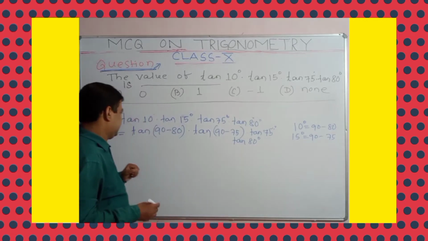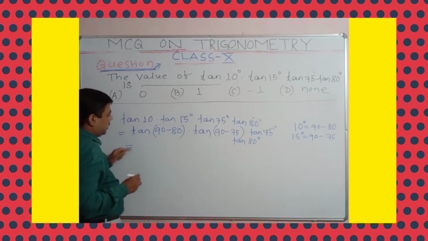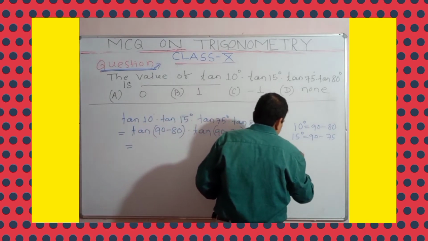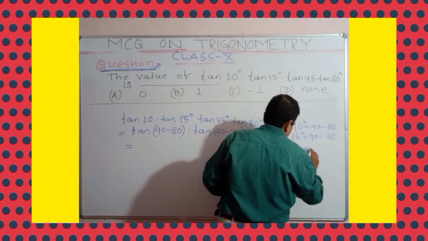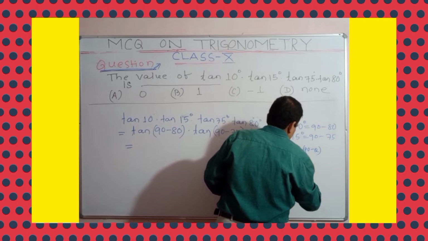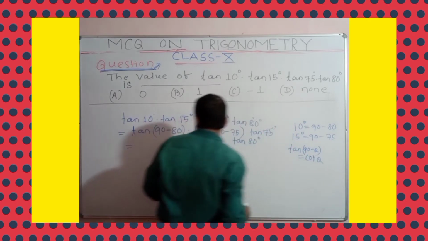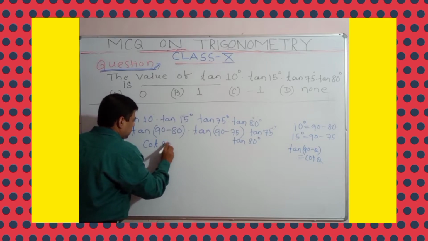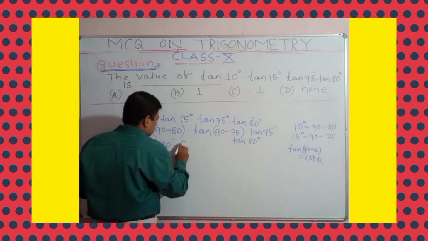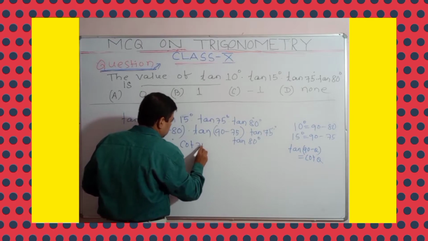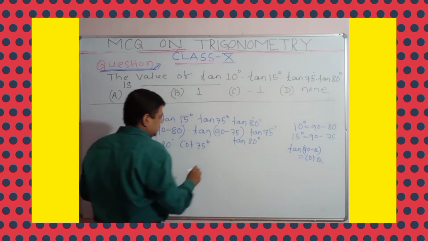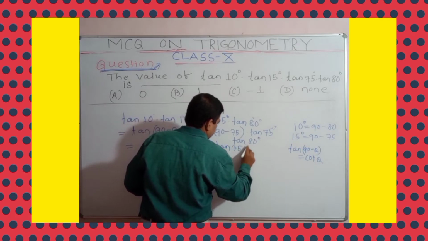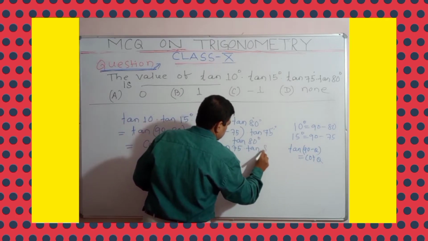In place of 10 degree we wrote 90 minus 80 degree, and in place of 15 degree we wrote 90 minus 75 degree. According to the formula, tan of 90 minus theta is cot theta. So here you write cot 80 degree into cot 75 degree into tan 75 degree into tan 80 degree.